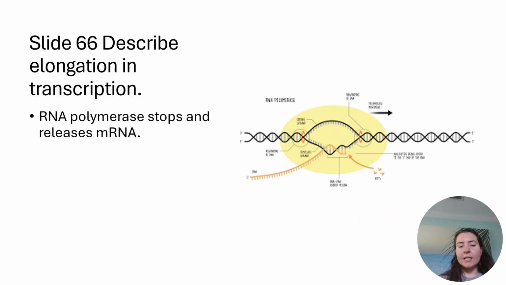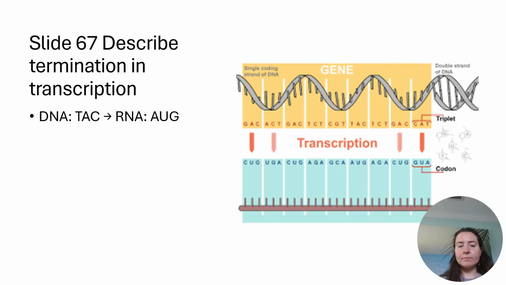66. Describe the elongation in transcription. The RNA polymerase stops and releases the mRNA, and you can see how that kind of separates.